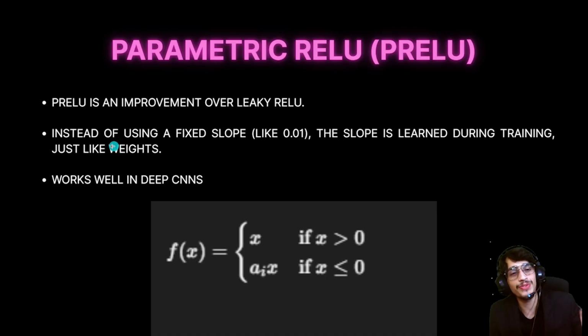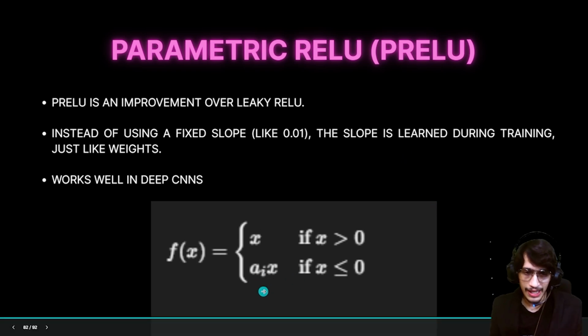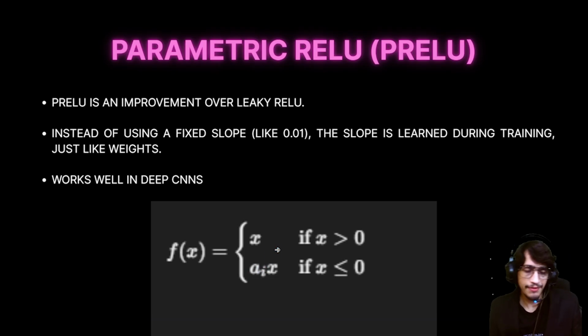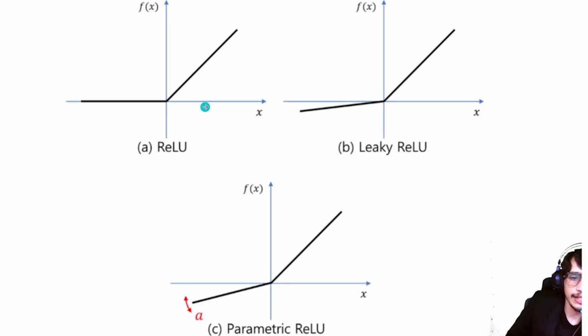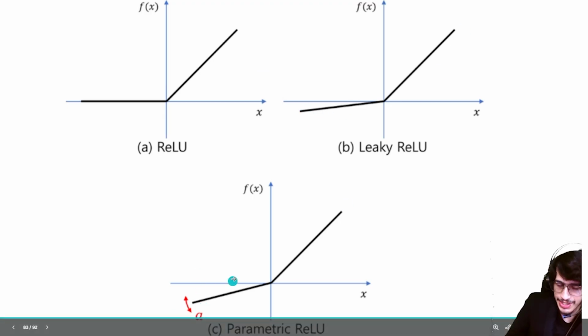This is an update of Leaky ReLU. In this we do not take 0.01 or any fixed value. We give an alpha, and it is updated along with the weights and bias during the training. So in ReLU our curve goes like this. In Leaky ReLU, our curve goes like this. In Parametric ReLU, this curve can change because the value of alpha will change during the training process.